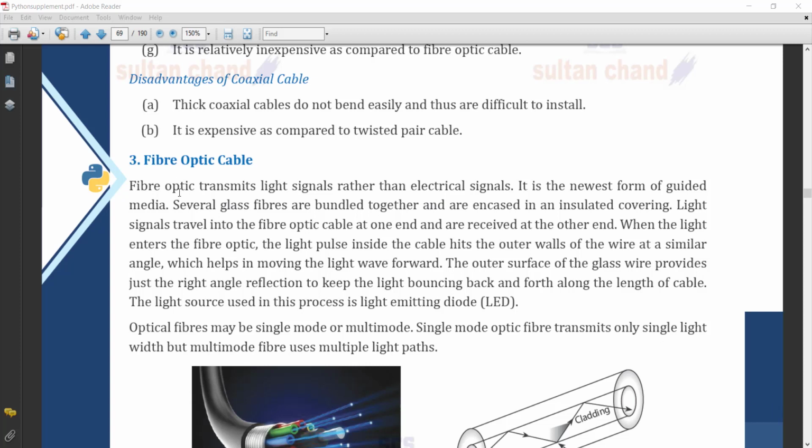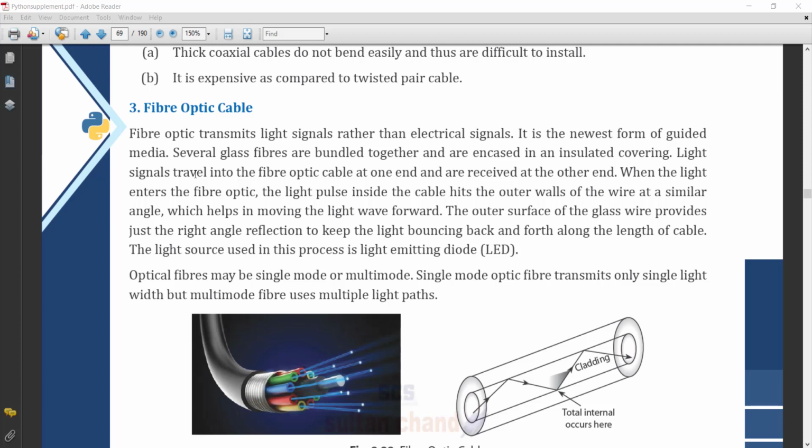Now the next cable is fiber optic cable, and now we understand about it. So what is the fiber optic cable? Actually, fiber optic cable transmits the signal in the form of light. Clear? It does not transmit your signal in the electric form.